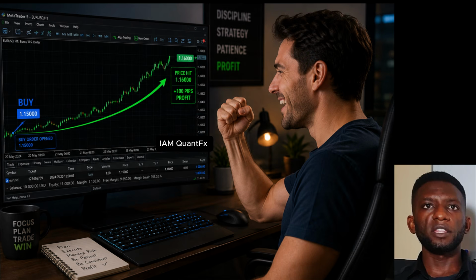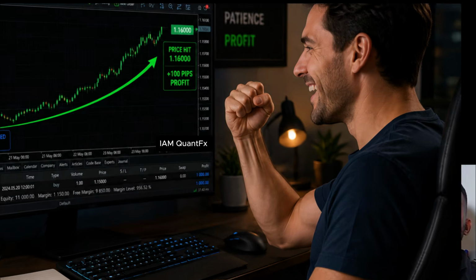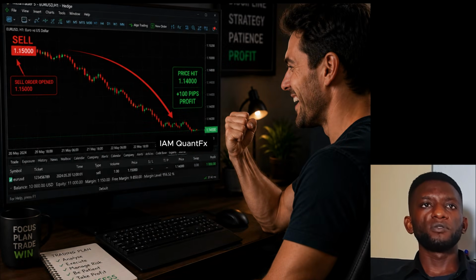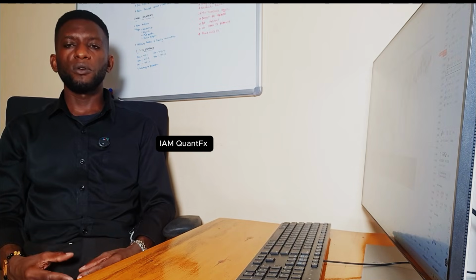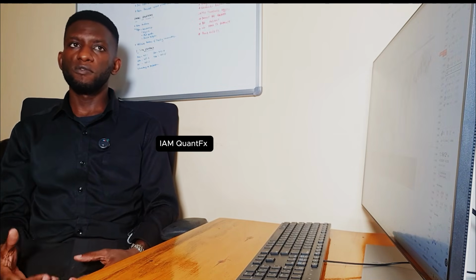If the price rises from 1.1500 to 1.1600, the euro has strengthened against the USD. If the price falls from 1.1500 to 1.1400, the euro has weakened against the USD. Understanding this simple relationship is the foundation of forex trading.